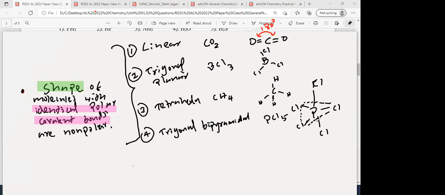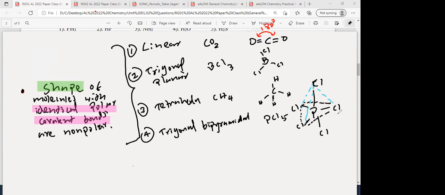The axial ones are at 180 degrees, opposite to each other, and this gets cancelled. The three in the middle, the horizontal ones, also get cancelled. So that is trigonal bipyramidal. How does it become trigonal bipyramidal? If you combine like this, it's like a pyramid, the upper pyramid. Below this you get another pyramid, so this is called bipyramidal. So this is trigonal bipyramidal.